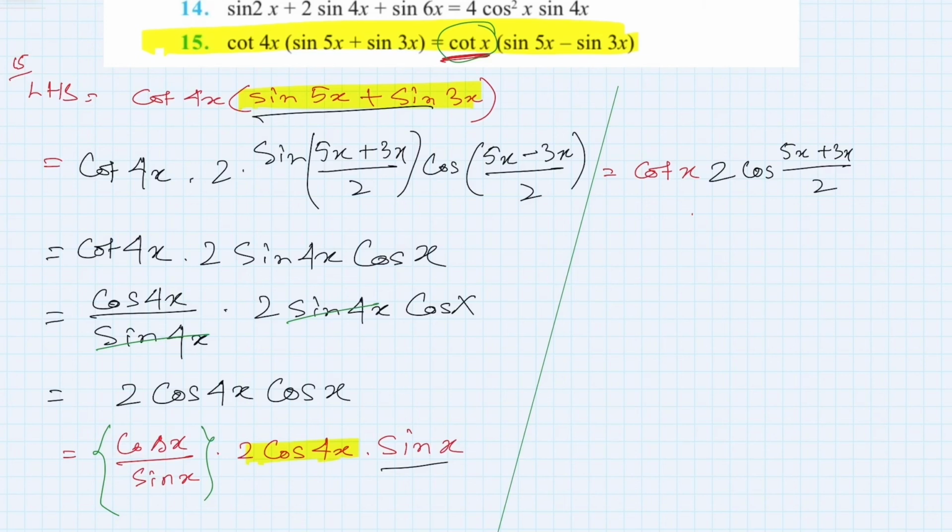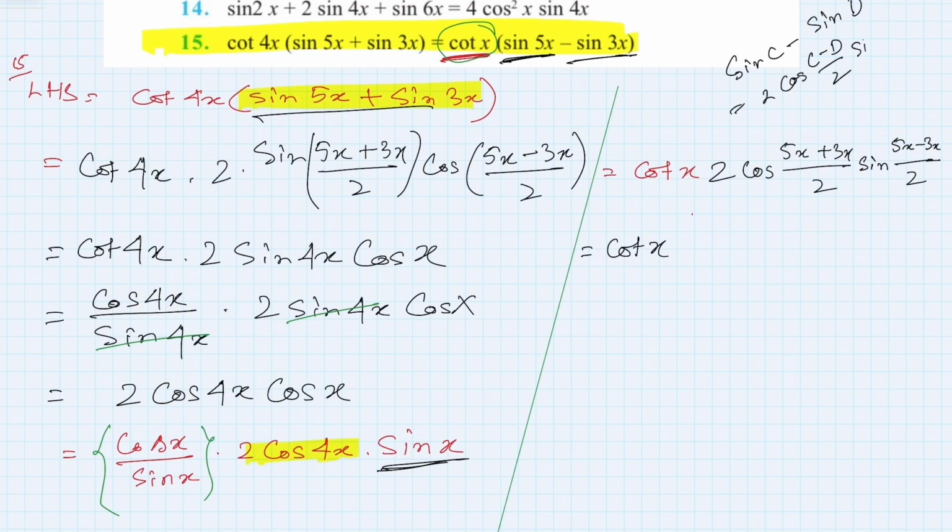So where I have written this (5 plus 3) by 2, because here we are going to obtain 5x minus 3x in the right hand side, that's why. Then sin x can be written as sin of (5x minus 3x), that is 2x divided by 2, again x. So here we have got cot x, and again we are going to apply the sin c minus sin d formula. Sin c minus sin d is equal to 2 cos (c plus d) by 2 sin (c minus d) by 2.